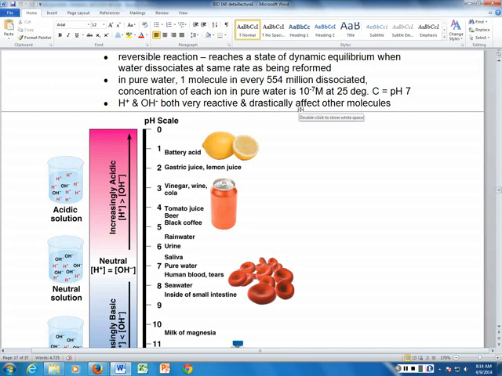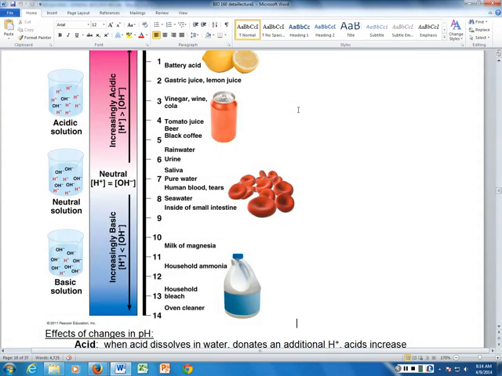Both the hydroxide ion and the hydrogen ion are very reactive and drastically affect other molecules, and that's why we care which one we have. So in this picture, you can kind of see that on the far side here, you've got more acids available. You've got more hydroxides available in here. So this is the more acidic side. These are some examples of substances that are acidic, some examples of things that are basic. So pure water's here. Human blood is really close to that.